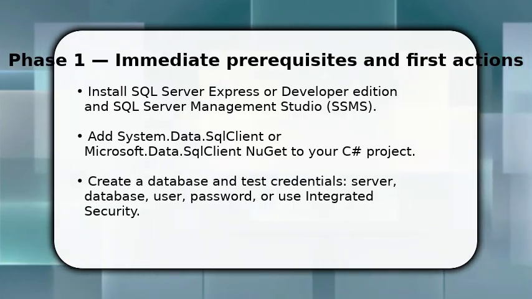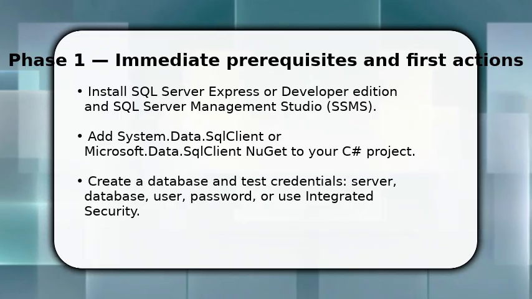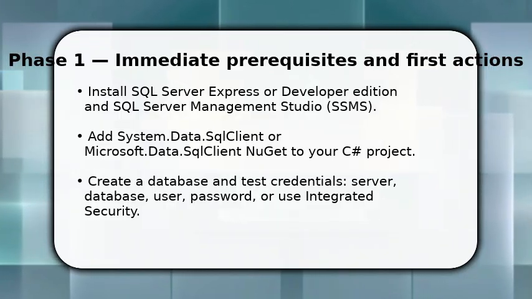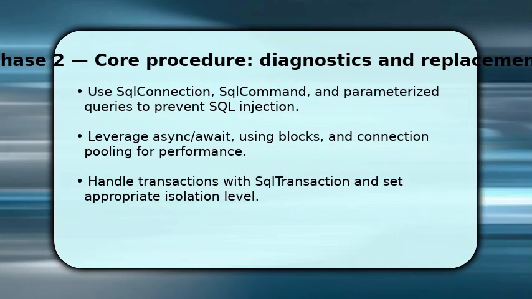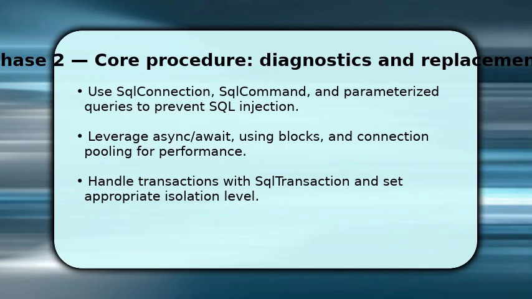Now you implement data access patterns and performance safeguards. Open SqlConnection inside a using block, then create a SqlCommand with parameter placeholders and add SqlParameter instances. This prevents injection. Prefer ExecuteNonQueryAsync, ExecuteReaderAsync, and async streams for scalability.